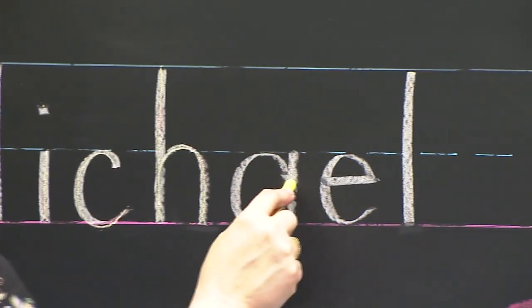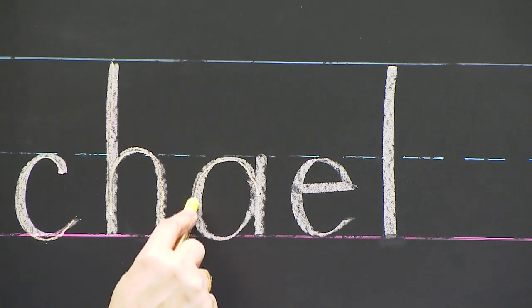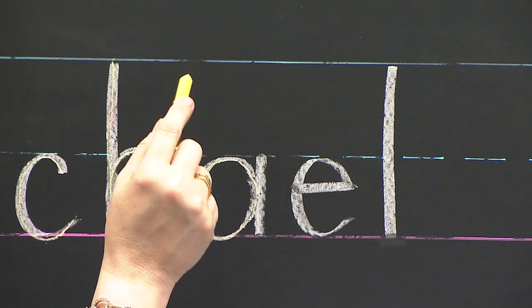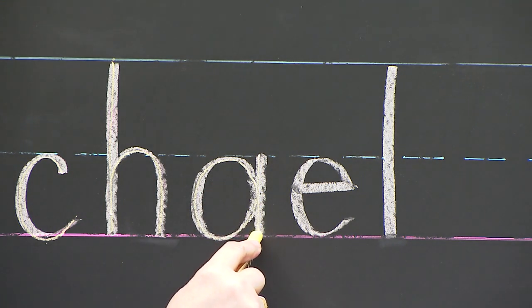I start in the middle for little a. I curve up to the dotted line. I curve down to the pink carpet and right back to the middle. Then I pick up my pencil, I touch the dotted line, and I walk straight down to the pink carpet.